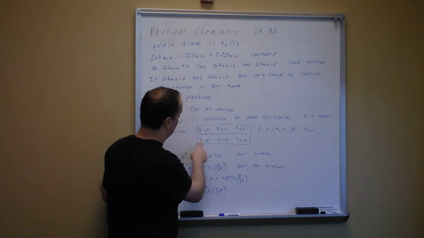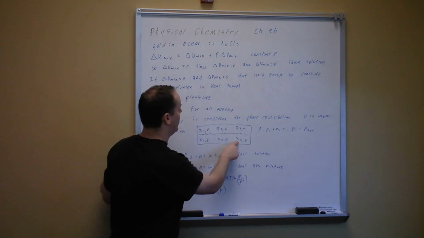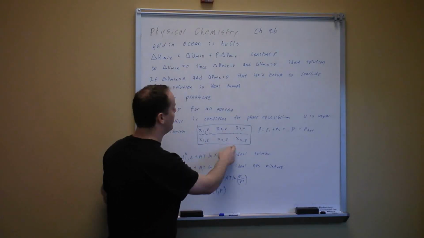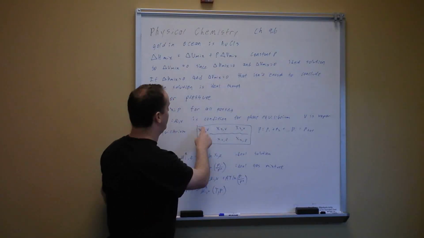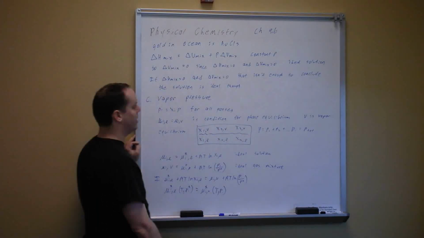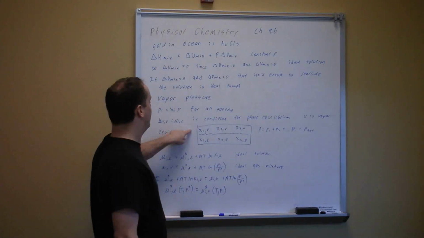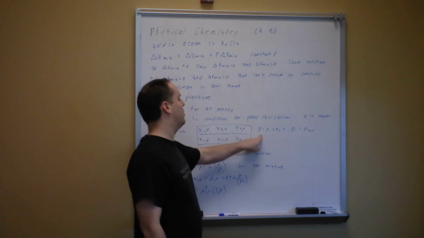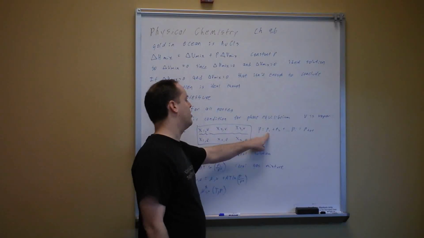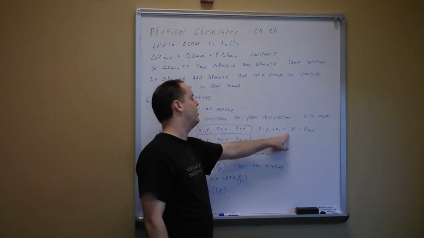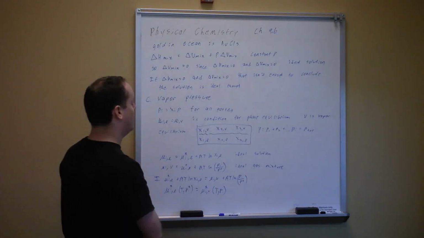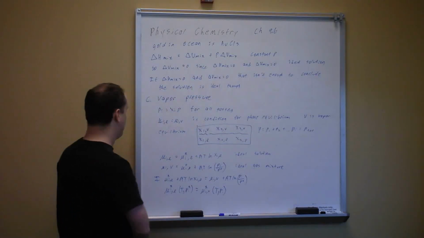So there's a mole fraction for each substance in the liquid phase, X1 liquid, X2 liquid, X3 liquid, but there could be a different mole fraction of the substance in the gaseous phase. Now for the gaseous phase, of course, remember we said our total pressure is just equal to the pressure of substance 1 plus the pressure of substance 2, etc., all the way up to the pressure of substance I.